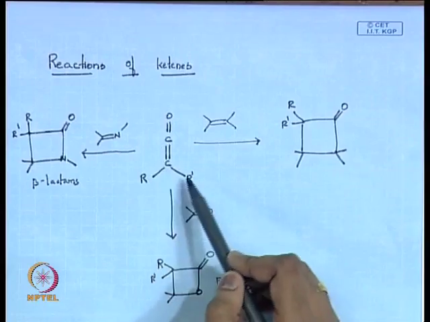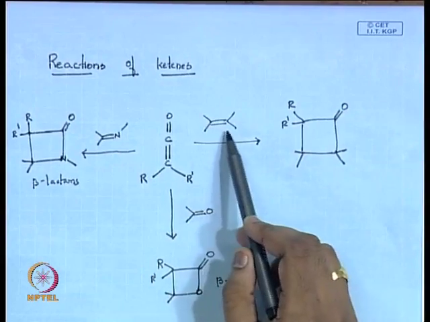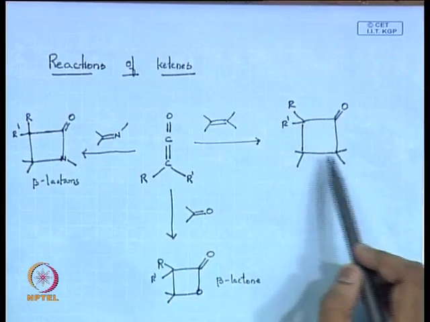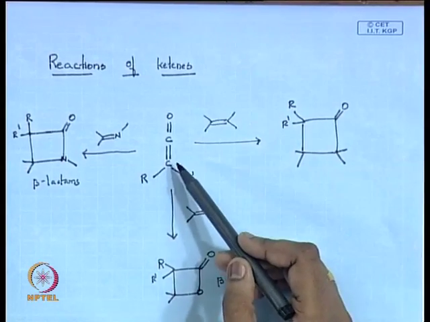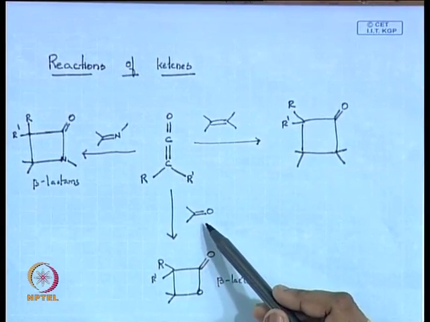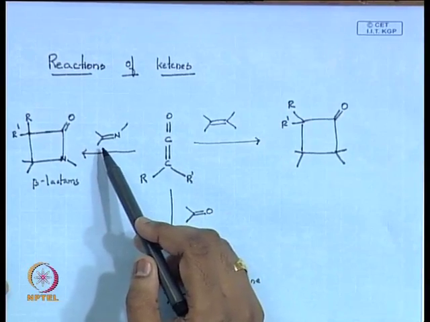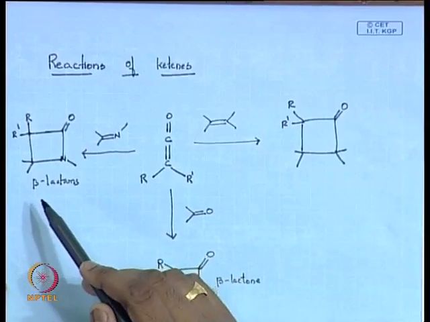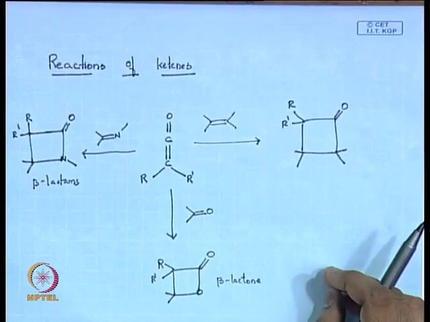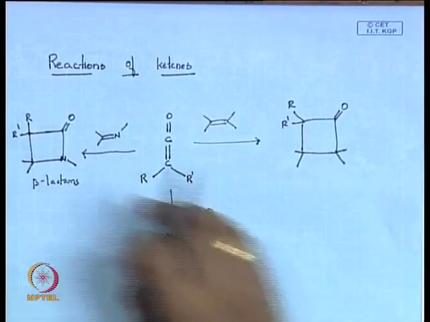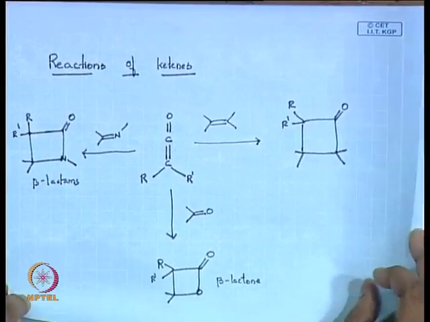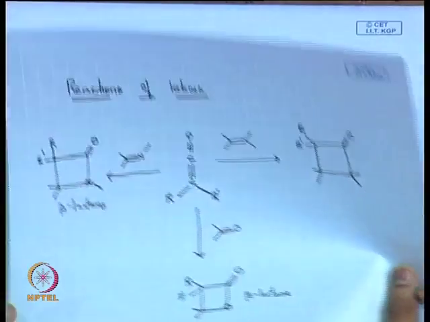In our earlier class, we were discussing reactions of ketenes, where we said that your ketene can react with your alkene to form a cycloproduct. Same way we said your ketene can react with your carbonyl system to give you a beta lactone, and ketene can react with your imine to give you beta lactams. So, what we will do in this class, we will take individual reactions and study in detail. First we will see ketene plus alkene reactions.